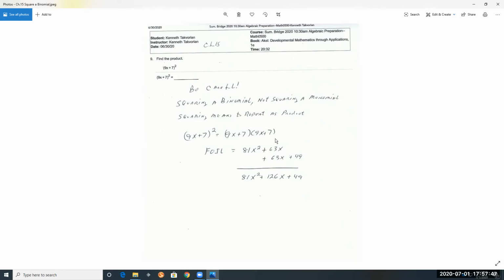Now we use FOIL. So the first term is 81x squared. The outer pair is 63x. The inner pair is also 63x. And the last terms multiplied is 49. When we combine like terms, we get 81x squared plus 126x plus 49.